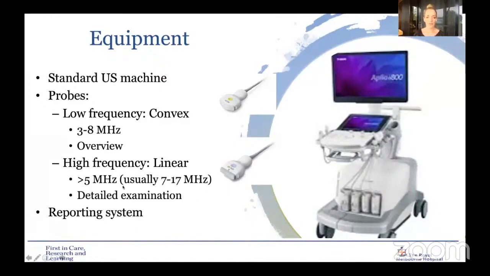Then the most important probe is this high frequency linear probe. And this is what's used for that detailed examination of the bowel wall to look for inflammation and give you most of the information you need with an intestinal ultrasound machine. Then finally, you do need a reporting system. Ideally, it's on IT and it can be linked everywhere, but really pen and paper will do if that's all you've got available.